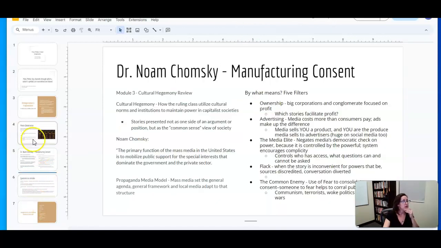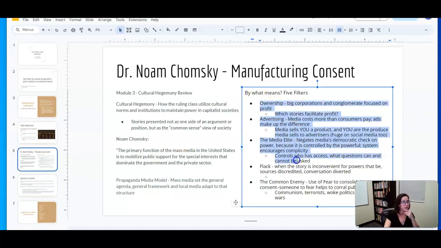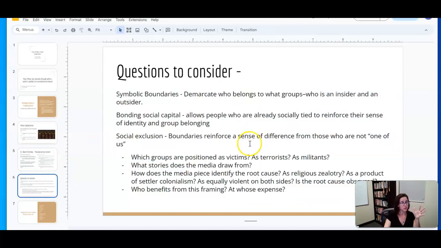So, as you're working on your assignment for this week, these are the 5 filters I want you to think about as you are trying to identify if the media is manufacturing any type of consent around the Israel and Palestinian conflict. Right, so here are some other helpful tools for you to consider and questions to consider.